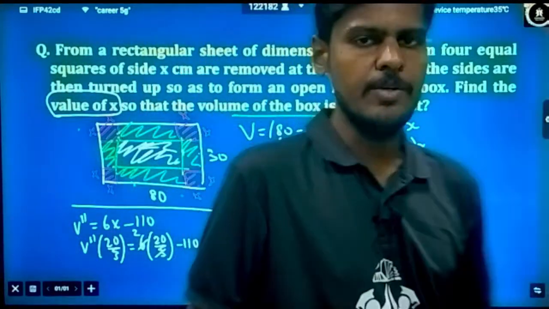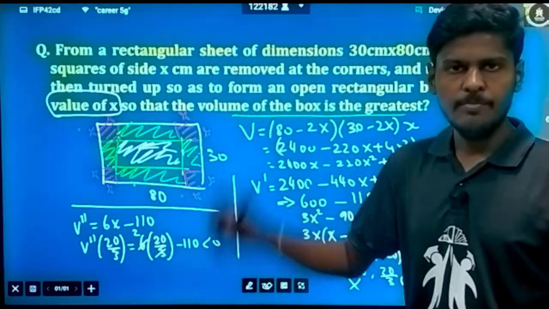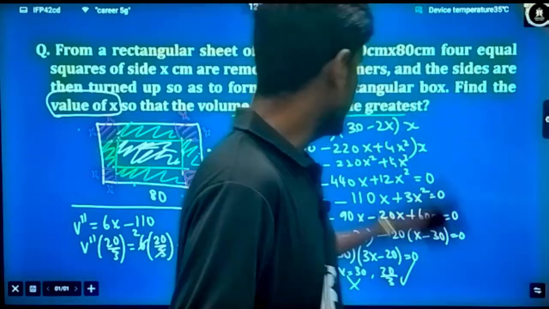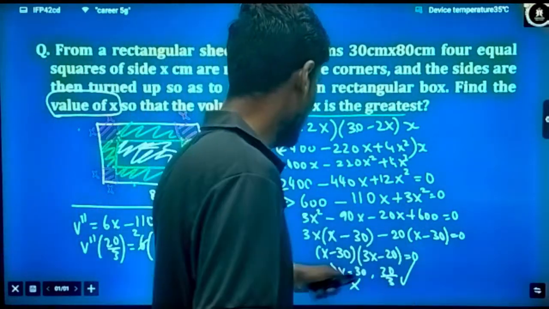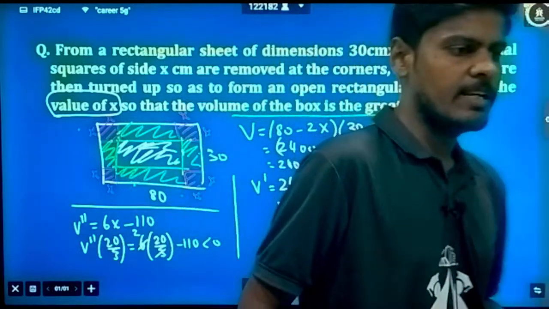As v double dash is negative, this is a point of maximum. So it is correct, we have to find when the volume is greatest, that means we have to maximize the volume. So x equal to 20 by 3 is our required answer.